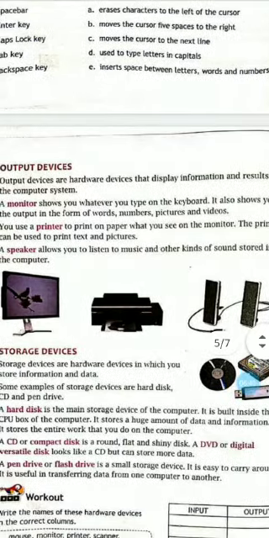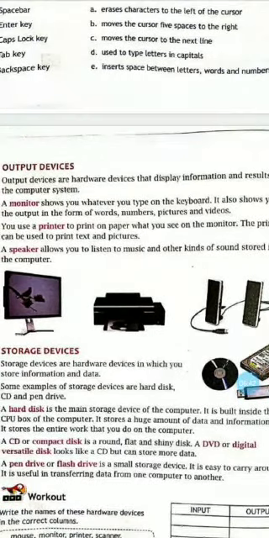Now what is the work of the monitor? Whatever typing you are doing on the keyboard, where do you see that? You see that on the monitor. So the instructions you are giving on the keyboard, and on the monitor you are getting the output, that means the results in the form of words, numbers, pictures and videos.